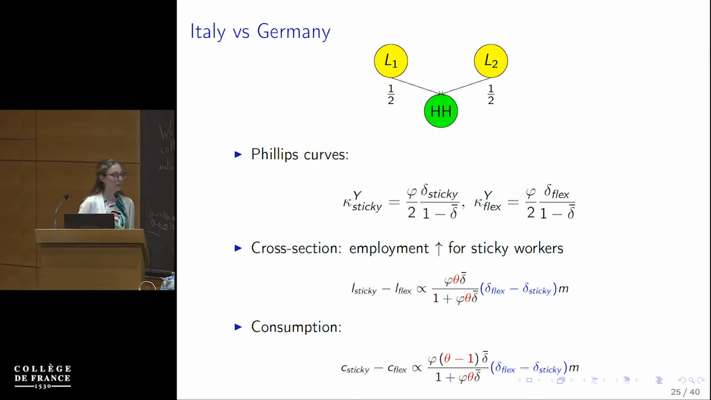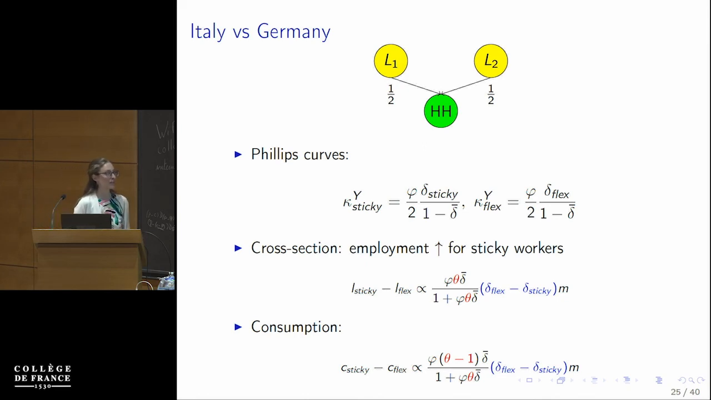And when we look at the cross-sectional effect of a monetary expansion on the two workers' employment, we see that essentially the employment is going to go up by more for the sticky workers, and that's going to be proportional to the difference in the wage rigidity of the two workers, but it's also proportional to the substitution elasticity between the two workers. And that's really telling us that if workers are complements, it doesn't matter what the relative price is. Firms are not going to substitute, but if they're very substitutable, then there's going to be a large cross-sectional employment effect.